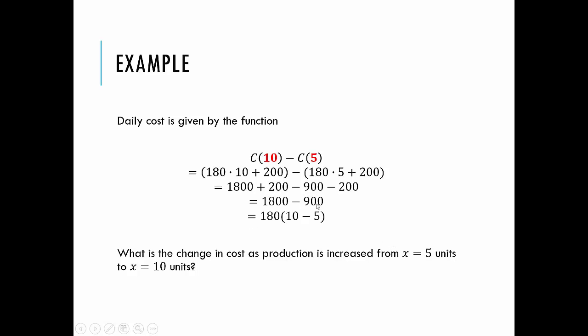If you notice, if I factored out a 180 here, I get some number and that 10 minus 5 again. It's going to become important. And so I can see that I could get the change from 5 units to 10 units. This is the key part right here: I'm looking at this increase from 5 to 10 units. If I could figure out how to get this value, I wouldn't even have to go through this.